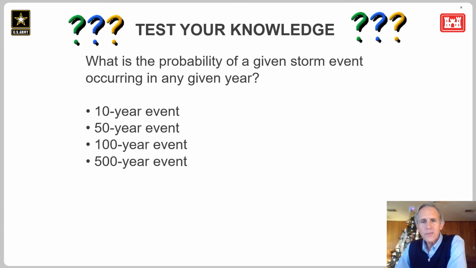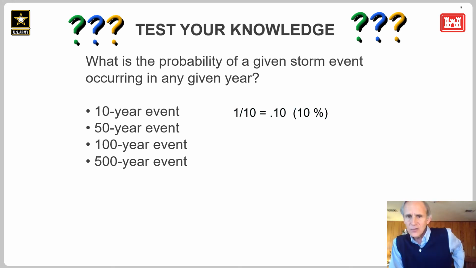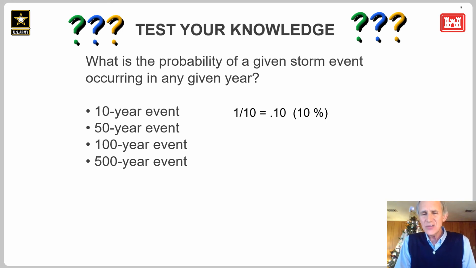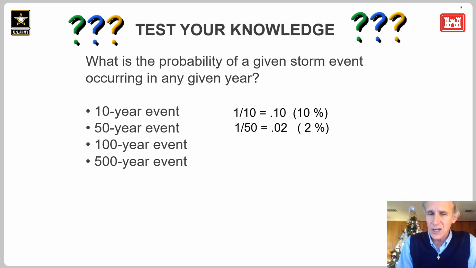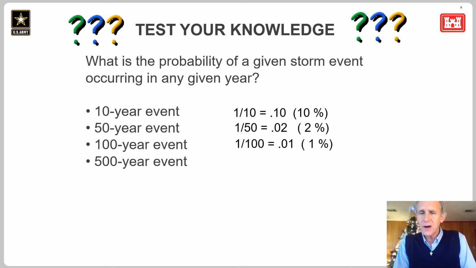So going from there, I just wanted to test your knowledge. What is the probability of a given storm event occurring in any year? Just to make sure, for a 10-year event, it's 1 divided by the recurrence interval. So there's a 10% chance of a stage associated with that event being exceeded. For a 50-year event, 1 divided by 50, so it's 0.02, so there's a 2% chance of it being exceeded. And for the 100-year, we all know that one, right? It's 1 divided by 100, or the 1% chance.